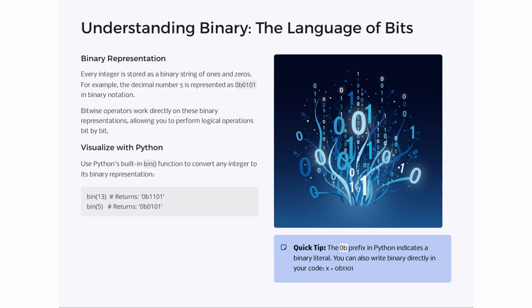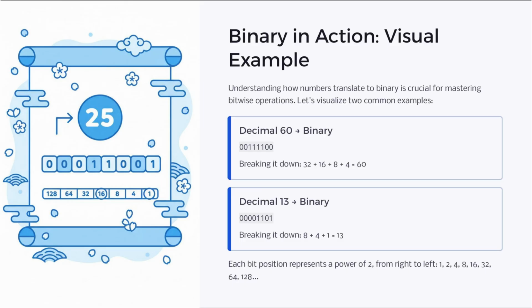Every integer is stored as a binary string of ones and zeros. For instance, the decimal number 5 is represented as 0b0101 in binary. Bitwise operators work directly on these binary representations, allowing logical operations bit by bit. Use Python's bin function to convert integers to binary, with 0b indicating a binary literal. Visualizing binary conversion is key to understanding bitwise operations.